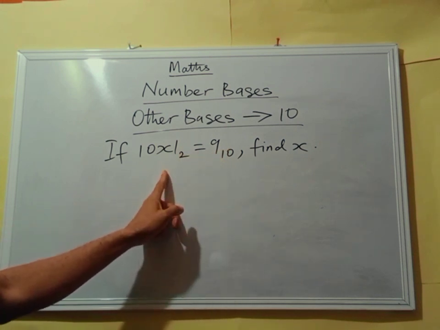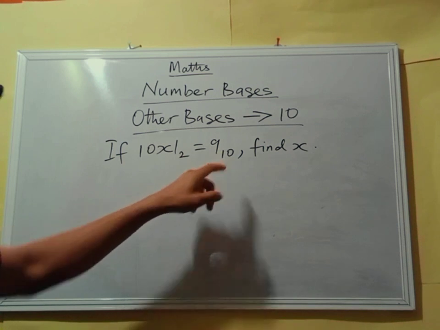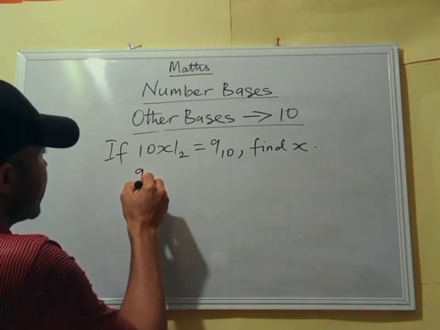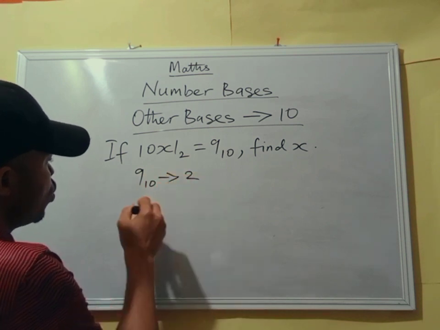So we're going to start from this side. So we're going to convert 9 base 10 to base 2. So to take 9 base 10 to base 2, we use the table method.